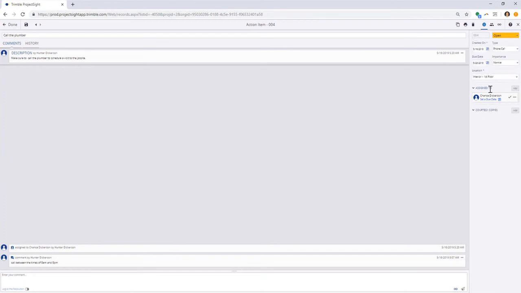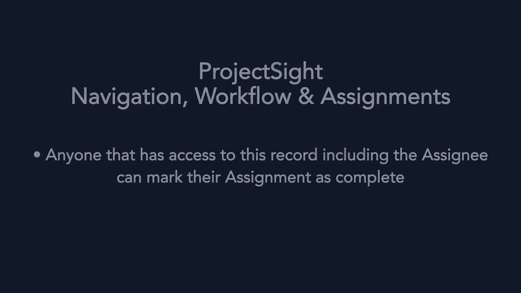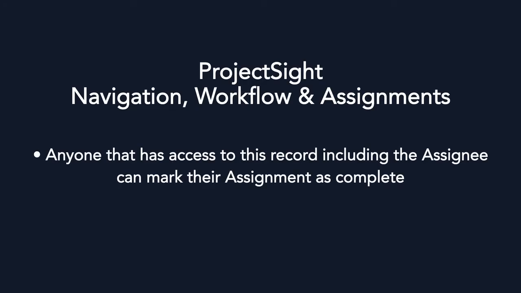Down below, we have our assignments. This record is assigned to Chance. Notice that you can set a due date individually by assignee. Also, anyone that has access to this record, including the assignee, can mark their assignment as complete.